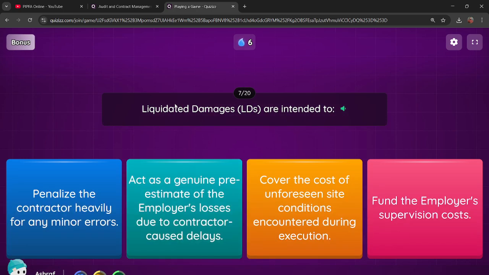Question: liquidated damages, LDs, are intended to Option 1, penalize the contractor heavily for any minor errors. Option 2, act as a genuine pre-estimate of the employer's losses due to contractor-caused delays. Option 3, cover the cost of unforeseen site conditions encountered during execution. Option 4, fund the employer's supervision costs.